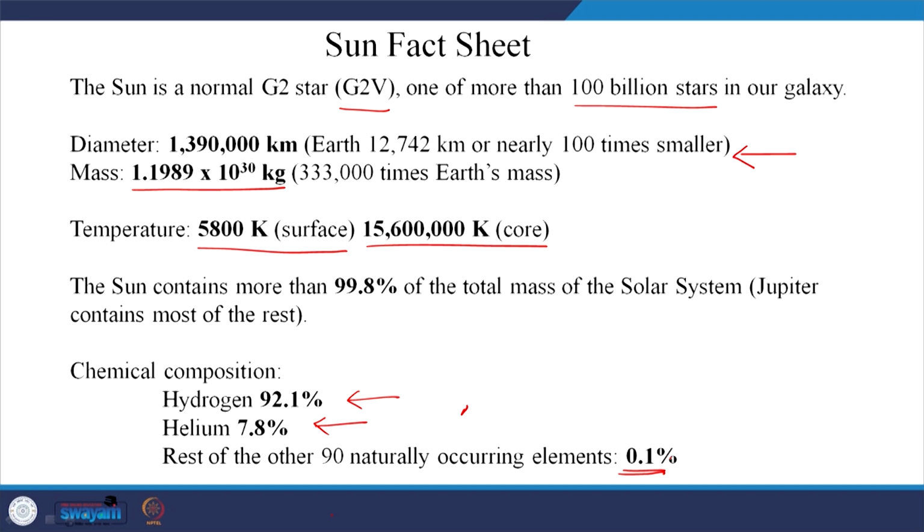One very important aspect that you should always remember is that the temperature on the surface, the bright yellow disk that you see in the sky, is 5,800 Kelvin. The temperature of the core, which we will never see, nobody will ever see, is 15.6 million Kelvin.